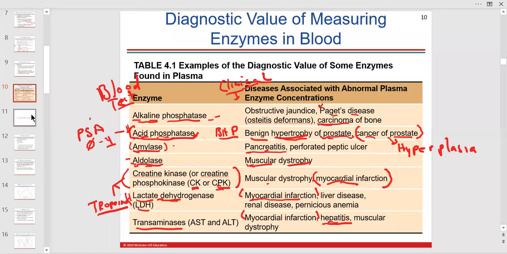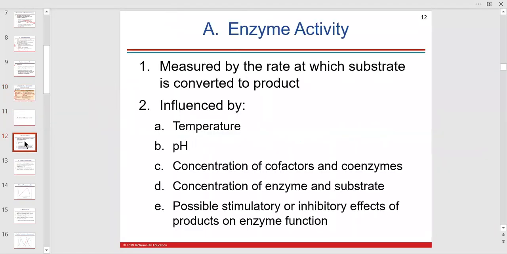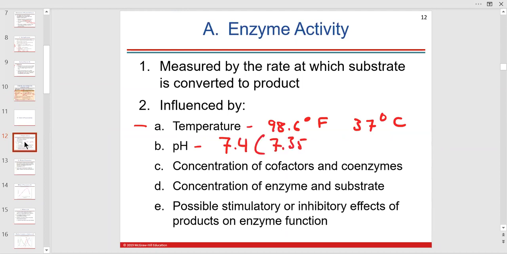So what are we talking about now? Control of enzyme activity and the influences. So temperature has to be homeostatic. Of course, the higher the temperature, the faster the reaction, but you want to stay in that range, right? Or 37 degrees centigrade. pH of blood, you know, 7.4, right? Or a compensatory range of 7.35 to 7.45. But let me be clear, this is where it needs to be, or else it's going to be acidic or alkaline. And then we have these cofactors and coenzymes.